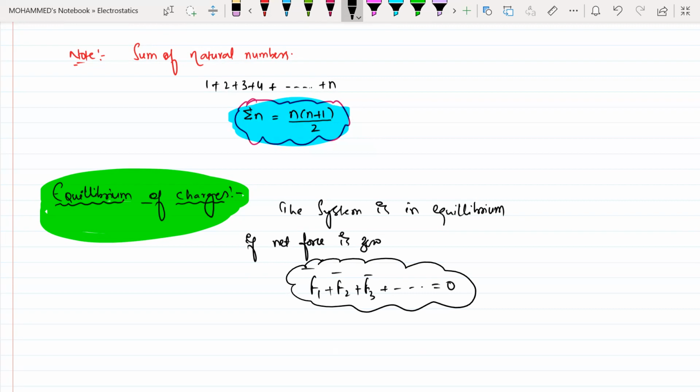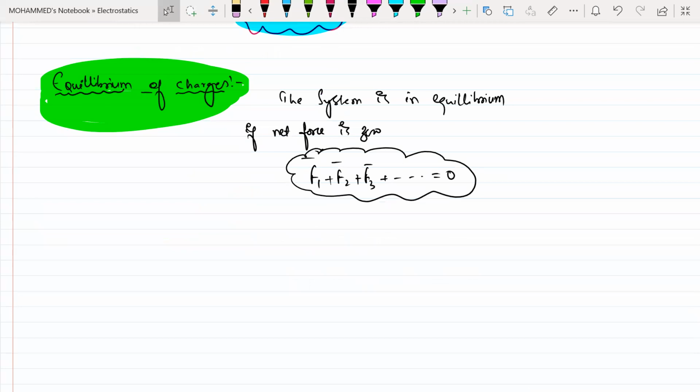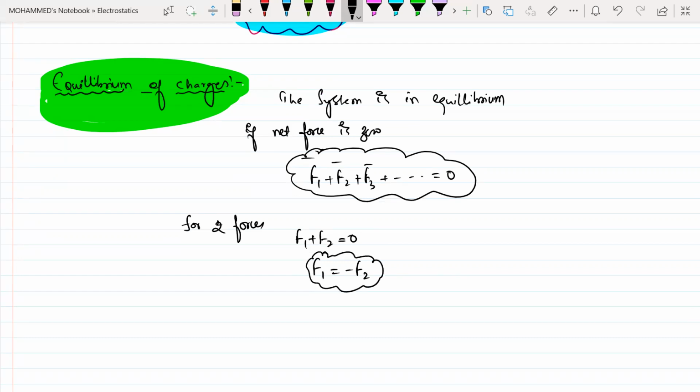Now say for two forces, for an equilibrium, F1 plus F2 must be equal to 0. That means F1 must be equal to minus F2, beta. Then only there will be an equilibrium. If two forces are in equilibrium, F1 must be exactly equal and opposite to F2, in the opposite direction. So for a system to be in equilibrium, the net force must be equal to 0. Is that clear?